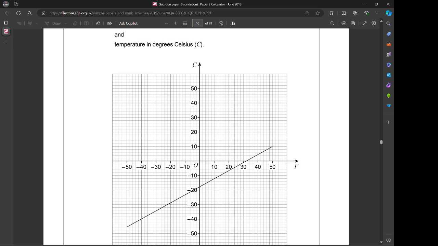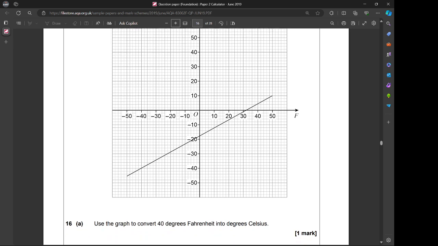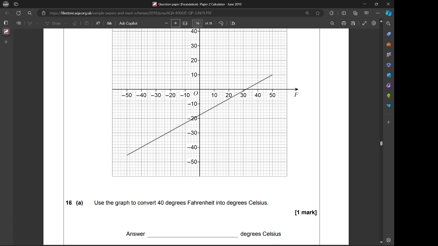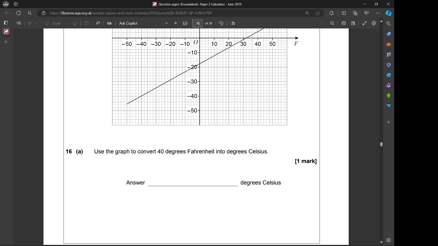Okay, so 4.4 degrees Celsius when it's 40 degrees Fahrenheit. Again, obviously, read the graph carefully in the exam.